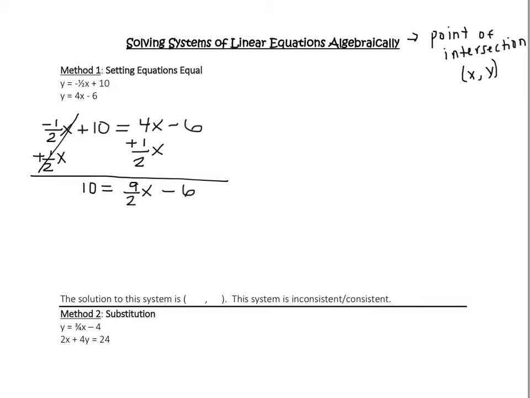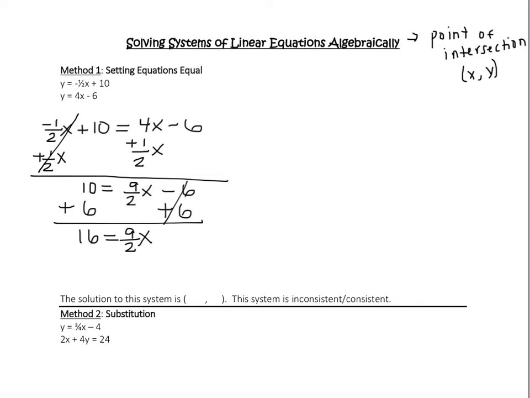If you didn't get 9/2, I know you can't ask me questions right now, but hold off and at least try to understand the concept moving forward, and we'll get that computational stuff worked out in class tomorrow. So now we want to get this x by itself. We have a subtracting of 6. We need to add that 6 to both sides to get rid of it. So we're left with 16 equals 9/2x.